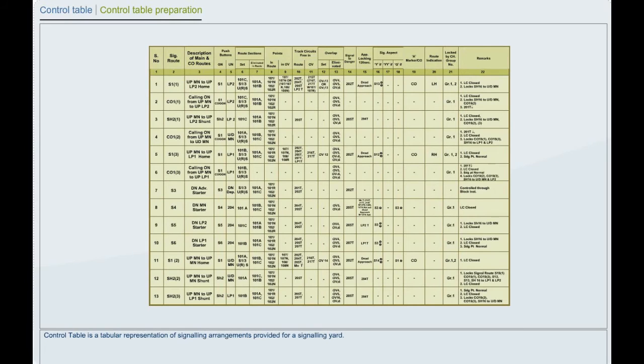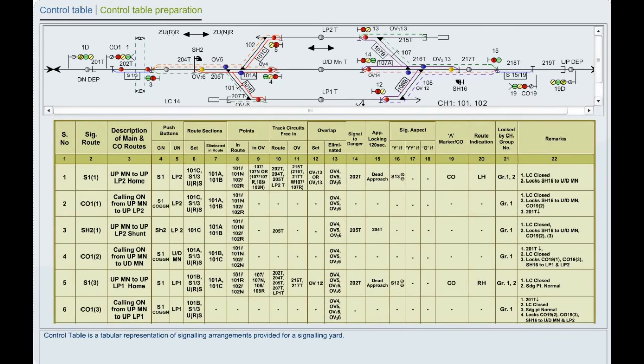Control table is a tabular representation of signaling arrangements provided for a signaling yard. The safety requirements, operational requirements, and flexibility of the movement of train are taken into consideration. The control table comprises of several columns. It furnishes the details about various operating conditions for clearing the signals or a set route.